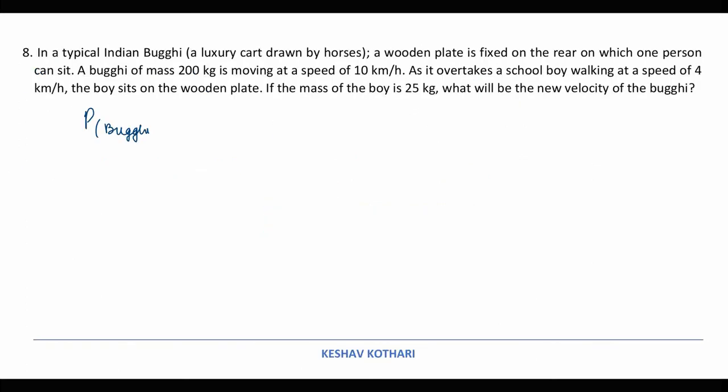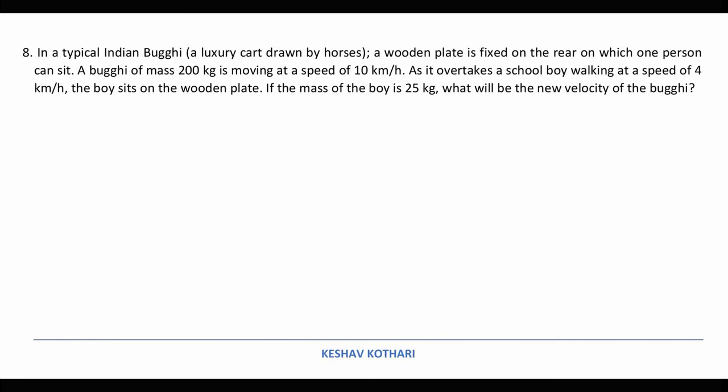So we are dealing with problem number 8. In a typical Indian buggy, a luxury cart drawn by horses, a wooden plate is fixed on the rear on which one person can sit. A buggy of mass 200 kg is moving at a speed of 10 km per hour. As it overtakes a schoolboy walking at a speed of 4 km per hour, the boy sits on the wooden plate. If the mass of the boy is 25 kg, what will be the new velocity of the buggy?